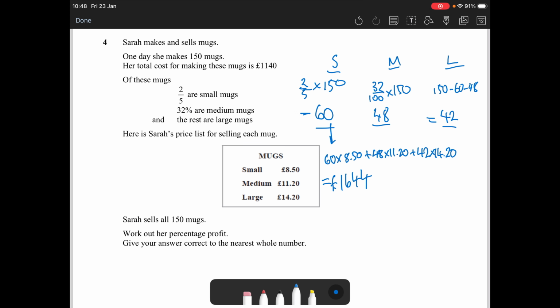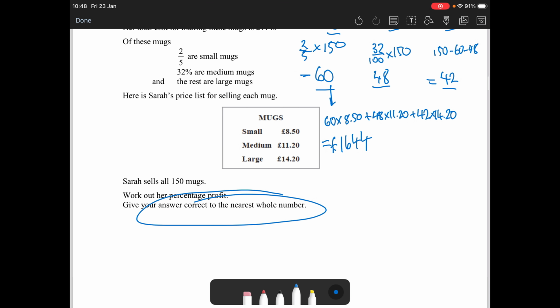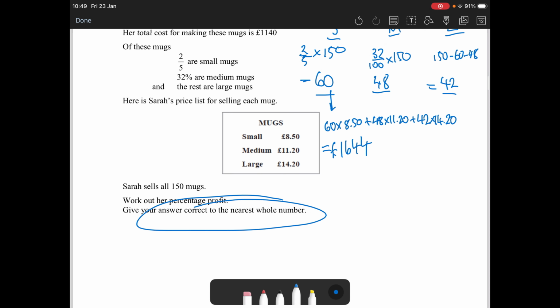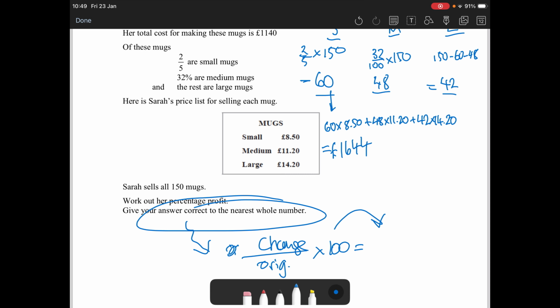Cool. Now, percentage profit. Remember, any percentage change, or percentage profit is a kind of percentage change. We always do this, right? It's change over original times 100, right? So, the examiner will want to see you using numbers here. So how much has your money changed by? Well, she spent 1,140. So we'll do the 1,644, take away the manufacturing price, because that'll be the change.